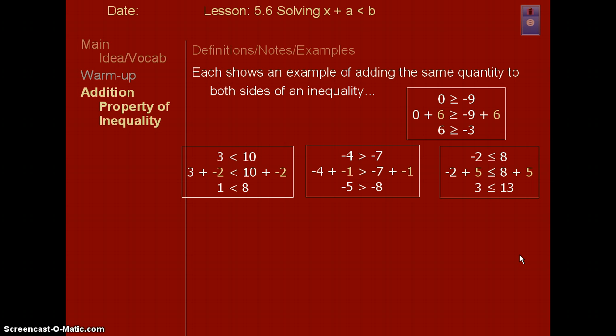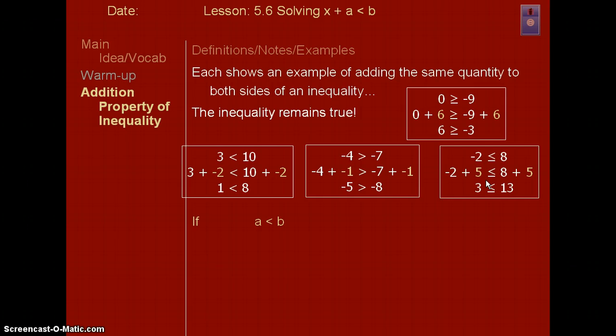Each of these in our warm-up shows an example of adding the same quantity to both sides of an inequality. In the first one, when we added negative 2 to both sides, we ended up with 1 is less than 8, which is true. In the next one, we added negative 1 to both the negative 4 and the negative 7, and ended up with negative 5 is greater than negative 8, which is true. In the last one, we added 6 to both the 0 and the negative 9, leaving 6 is greater than or equal to negative 3, which is again true. And in this one, we added 5 to both the negative 2 and the 8, leaving 3 is less than or equal to 13, which is true. The inequality will always remain true as long as we add the same thing to both sides.